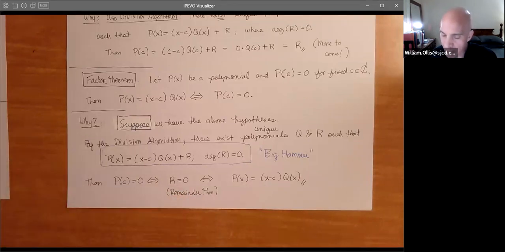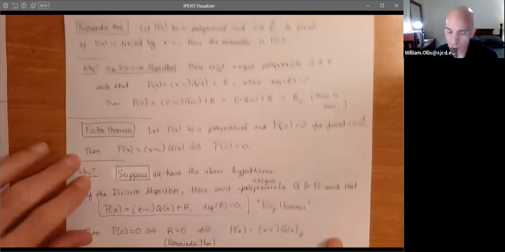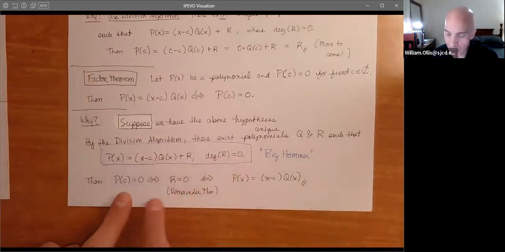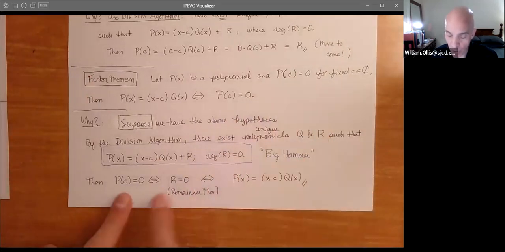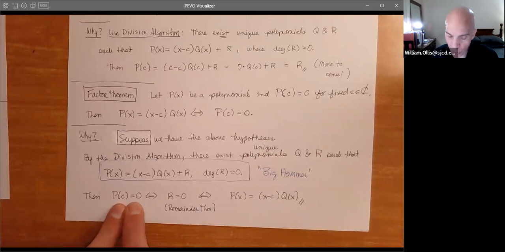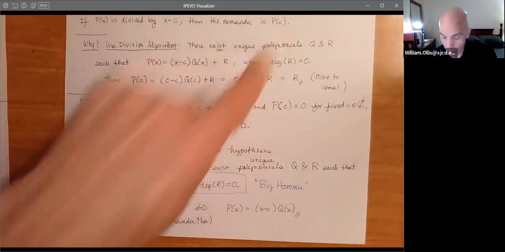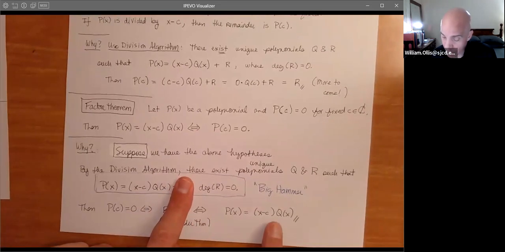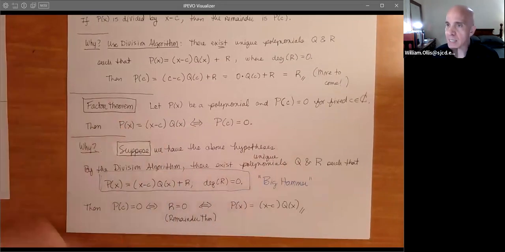But the thing is that the phrase big hammer stuck because this is the key. It was the key here. And now if we've got the big hammer, then we can say, okay, if C is actually a 0, then we say, all right, great, P of C is 0. Well, boom, right here, that's the remainder. So R is 0. Well, then boom, right here, that's 0. So indeed, X minus C is a factor. So the proof is easy.